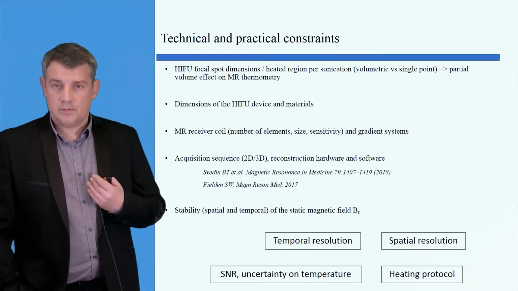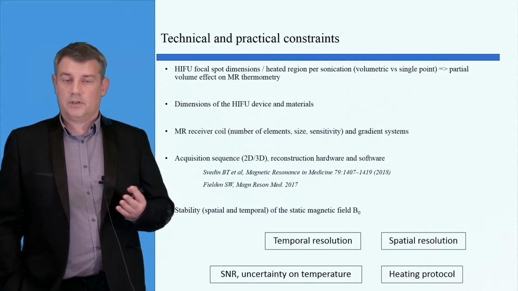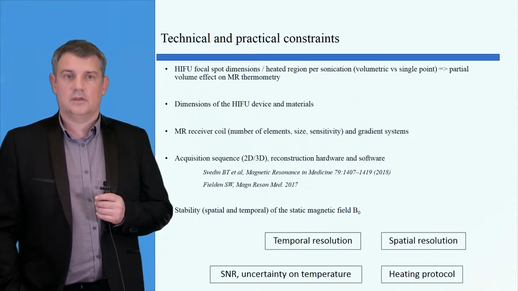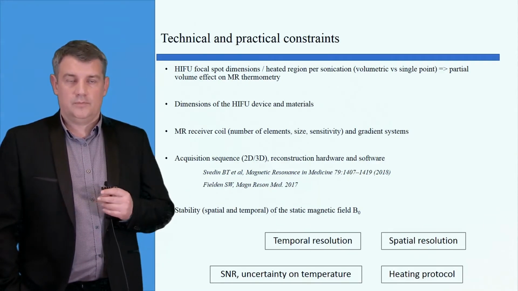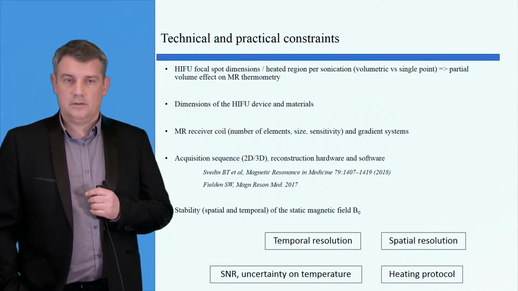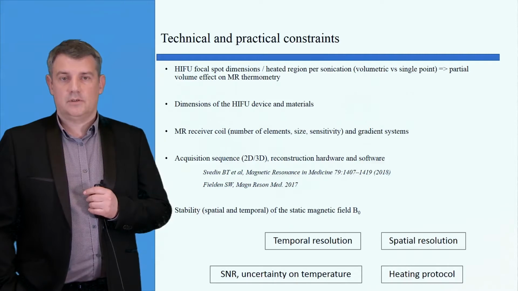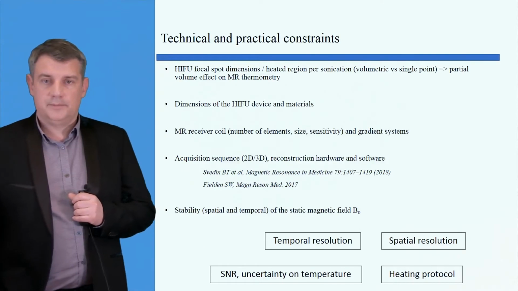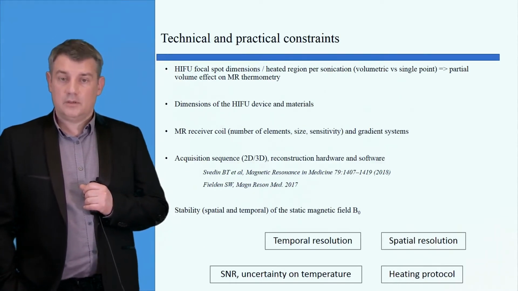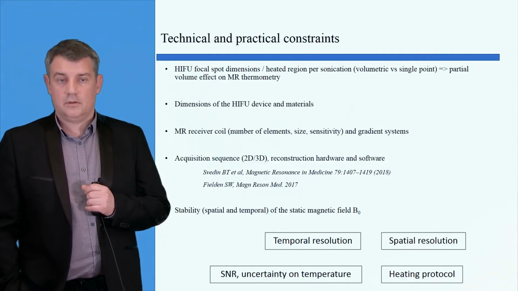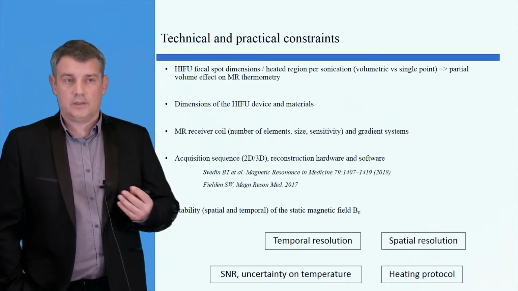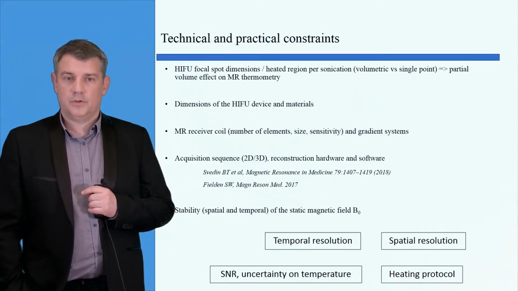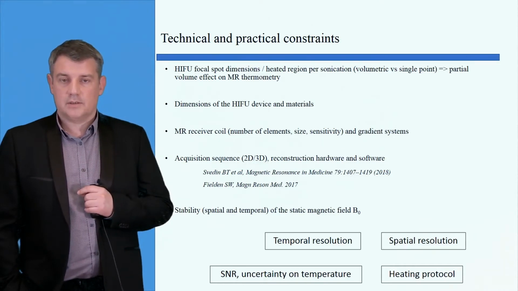So the important points in my point of view is what is the HIFU focal spot dimension? Are you going to make a single spot heating, or are you going to make a volumetric heating? In other words, this defines what should be ideally the spatial resolution of your MR-thermometry sequence to avoid or to reduce the partial volume effect. What are the dimensions of the HIFU device and the material used? Do they impact the stability of, let's say, the homogeneity of the magnetic field, or do we have to make compromise on the acquisition?